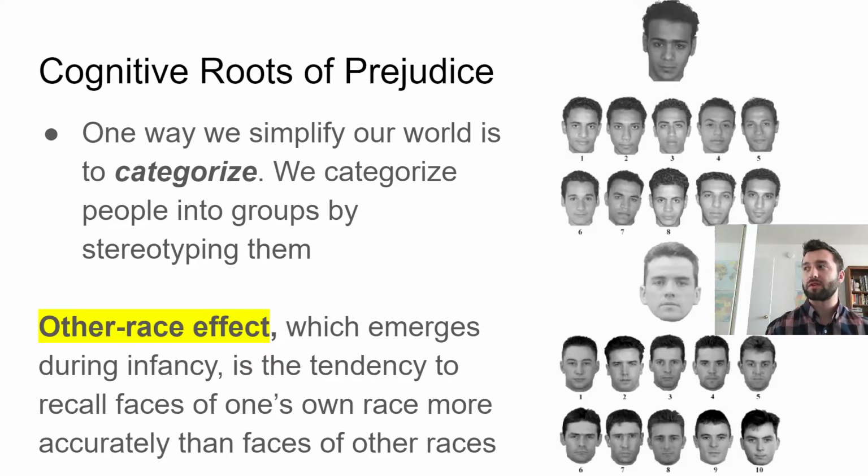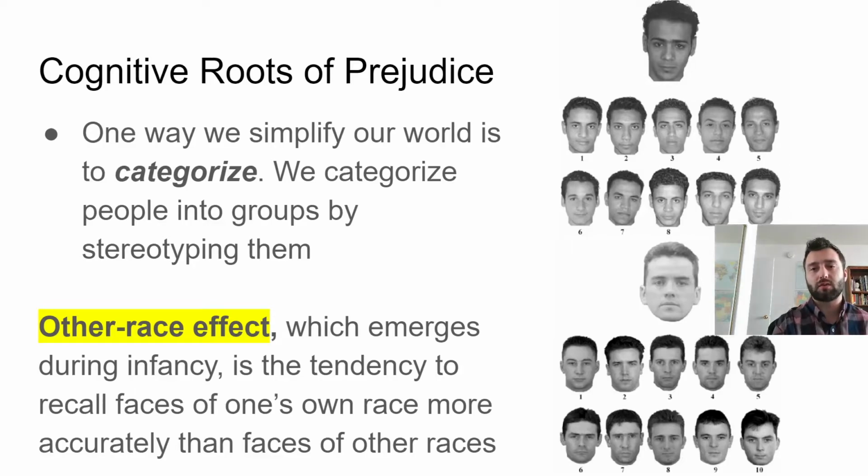Now we can see this in a few different ways. One example is what is called the other race effect. The other race effect is actually something that happens very, very early in life. It happens in our infancy. And it is our tendency to recall faces of our own race more accurately than other races. Okay? So when I look at people that are my own race, I am better at recalling and accurately remembering what those faces are and who they are and what they look like than if they are part of another race. Now, again, this is something we see across the board.